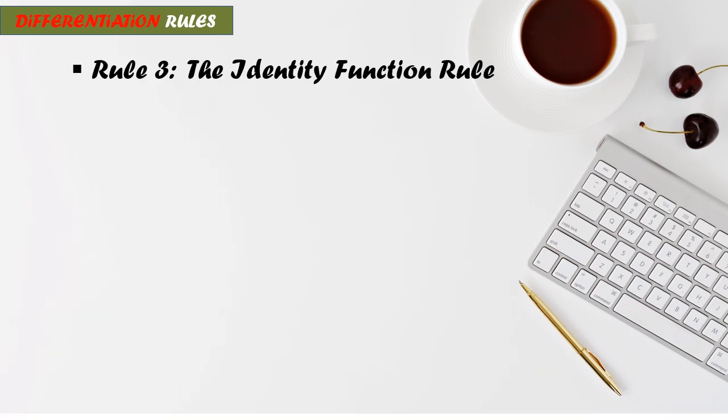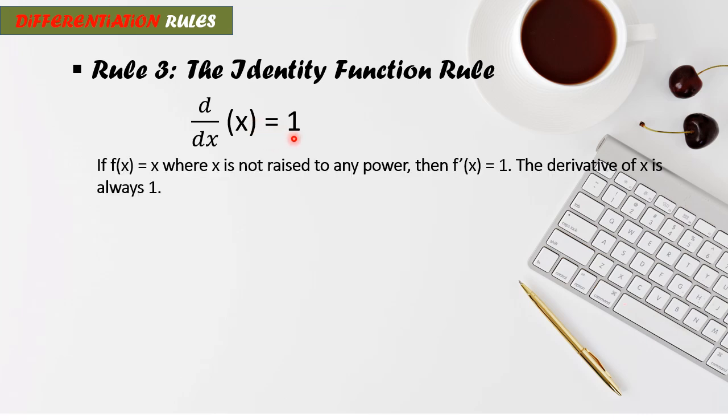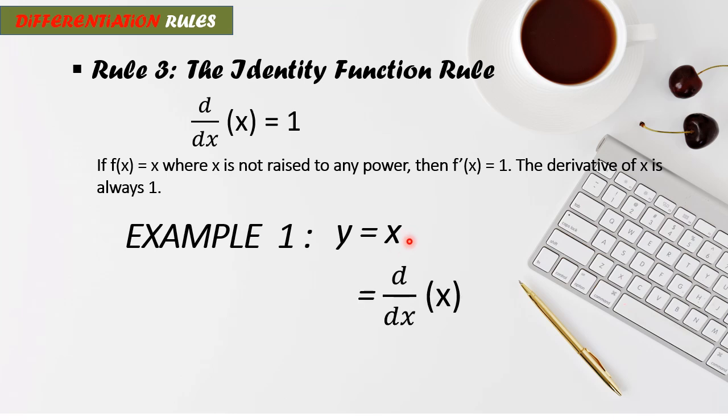And let's proceed to the third rule, which is the identity function rule. So the identity function rule is just really simple. If you have a variable, let's say, for example, you have a variable x, the derivative of a variable will always be equal to 1. Okay? So example number 1, we have y is equal to x. Let's find its derivative. X is a variable, and according to the identity function rule, the derivative of a variable is always equal to 1. So the derivative of x is 1. That's it. That's rule number 3.